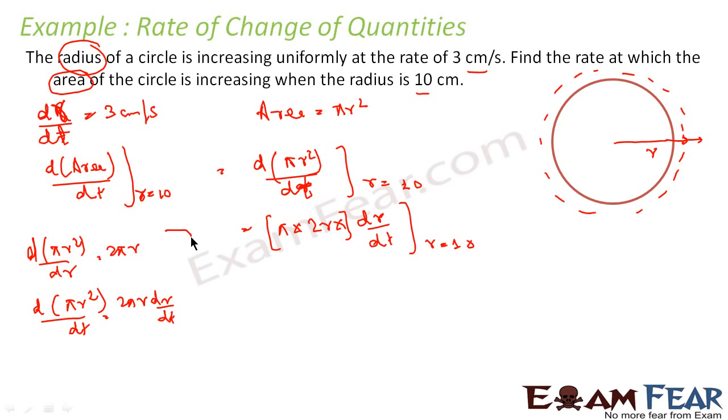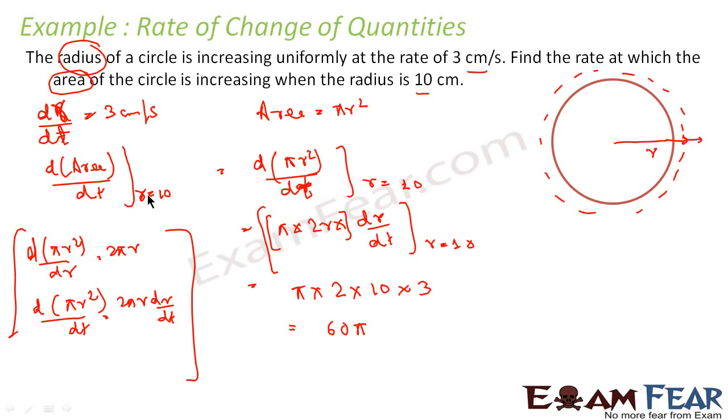Good that I made a mistake so that you can understand the difference here. If you are differentiating r with respect to r, there is no dr by dr component. But if you are differentiating r with respect to t, then you get the dr by dt component. So this is what we get. dr by dt is given as 3, and r is 10. So let's put the values: pi into 2 into 10 into 3. So this becomes 60 pi.